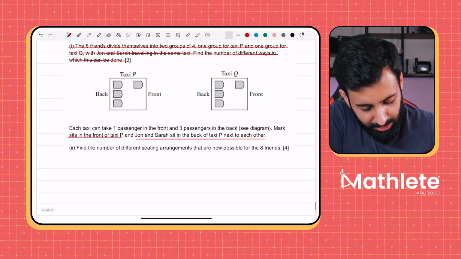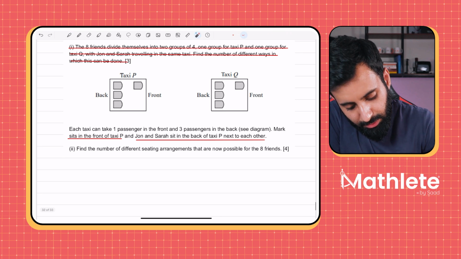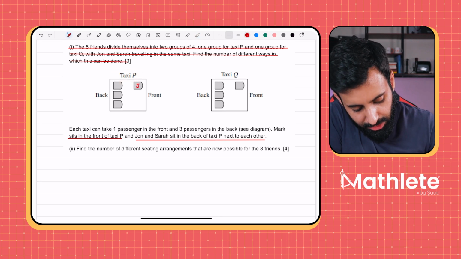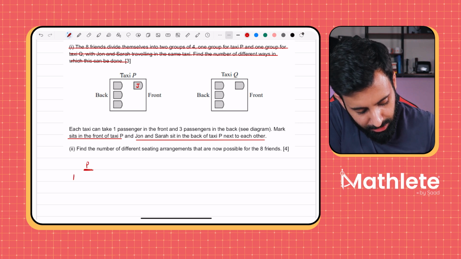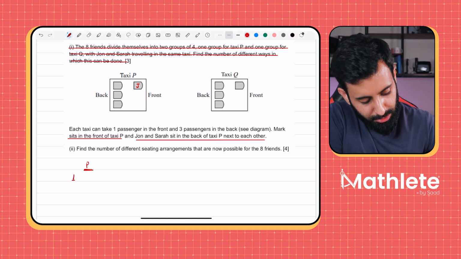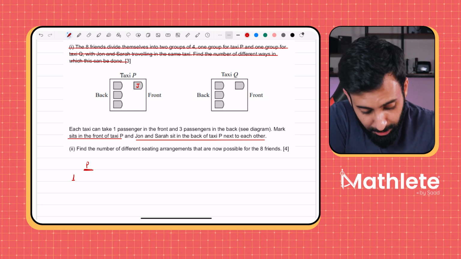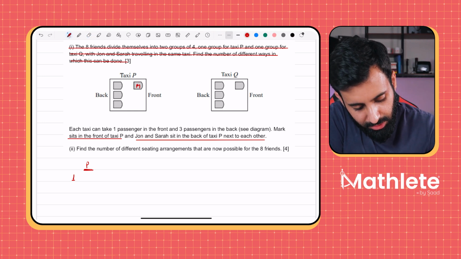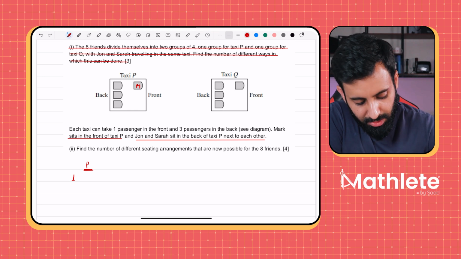Okay, so let's start with taxi P, since that's where the restriction is. Now, Mark is going to sit in the front. So that means as far as the front seat of taxi P is concerned, there's just one option. Okay, there's only one Mark, so just one option.